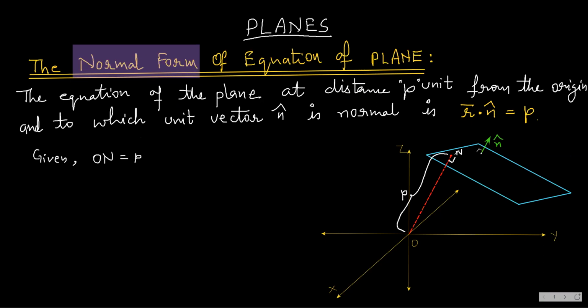I have the distance of the plane from the origin as p, and I have one unit vector which is perpendicular to the plane. So this is my data. And with the help of this data, I have to find the equation of the plane.